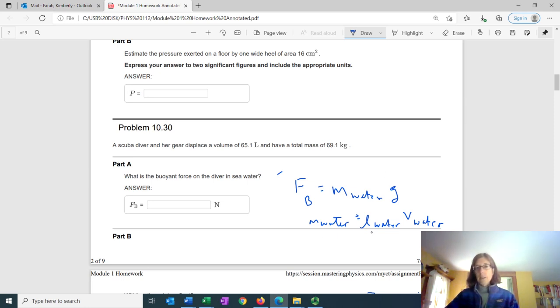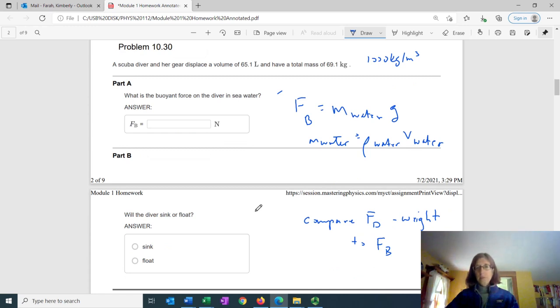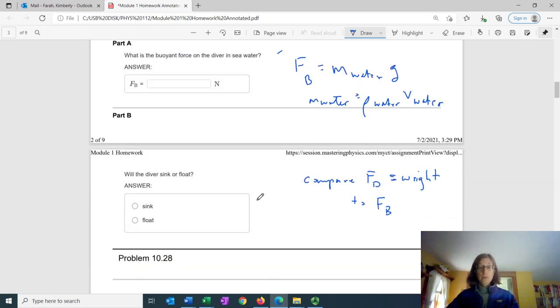And to determine the mass of water, you're going to need to know the density of water. The density of water you can assume is 1,000 kilograms per cubic meter. And the volume, so you can find the mass of the water that's being displaced. And then it's asking whether the diver will sink or float. So what you want to do is compare the force of the diver, which is really equal to her weight, to the buoyant force. And once you do that, you'll be able to determine whether or not she sinks or floats.